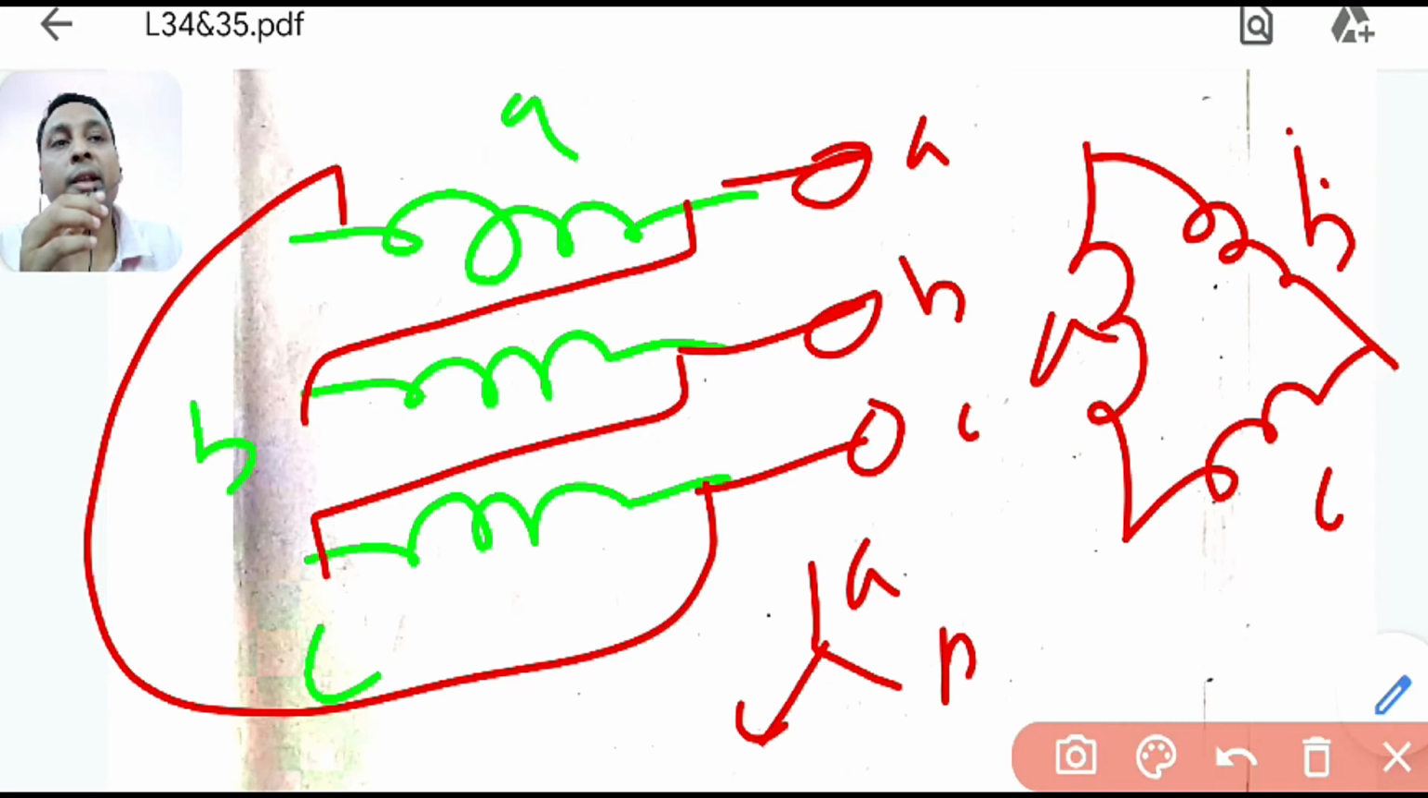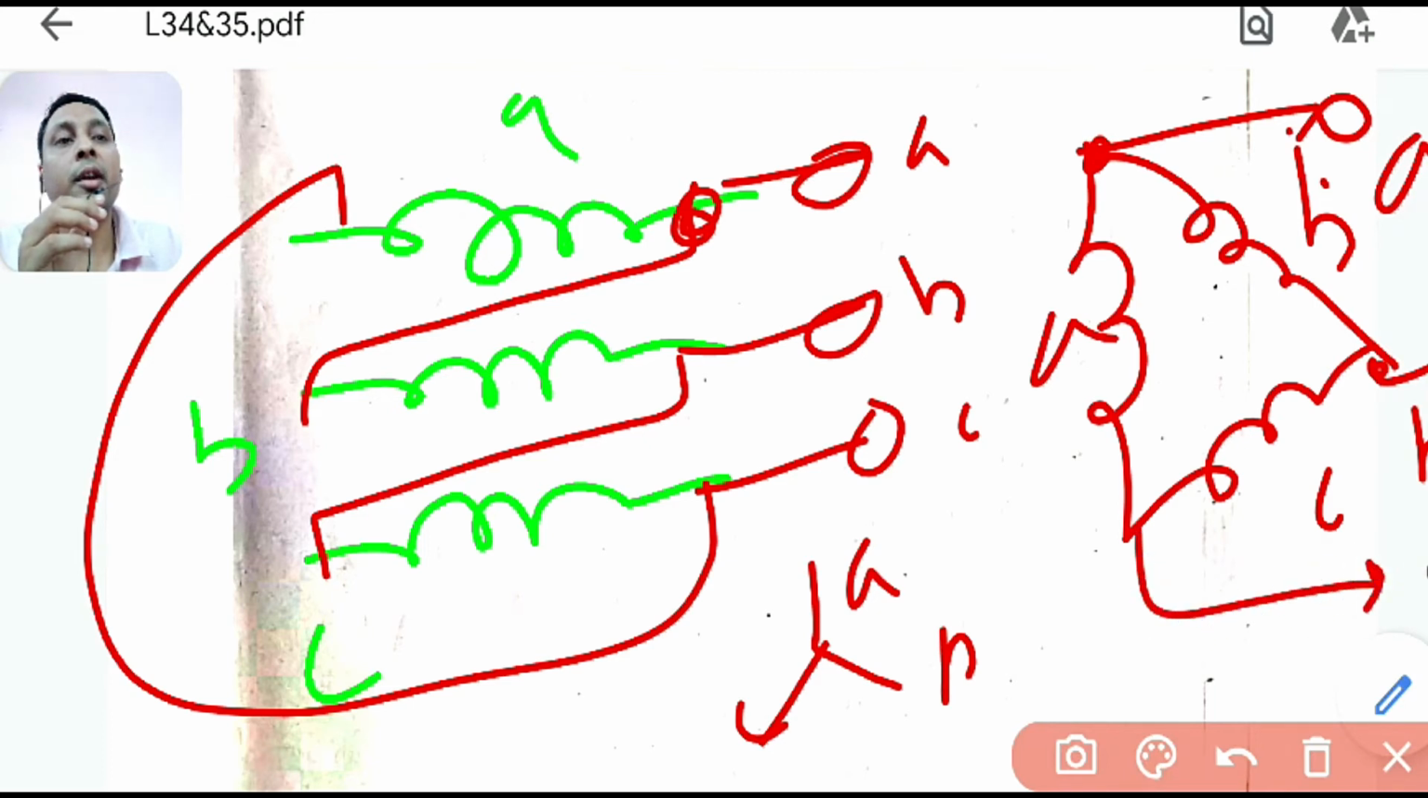So A is as it is, B, then C. So the delta is shifted from this side to this side. Now if you take this one as A terminal, you can see A and B are connected, and your B terminal is B and C connected. So it is your B, and this will be your C. A and C are connected. So both ways are possible, but the standard one is the earlier one. So I have considered the standard one.